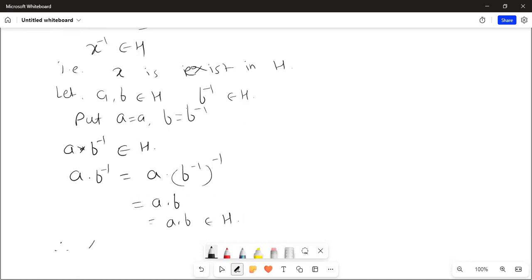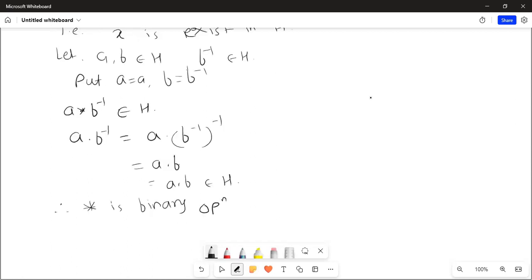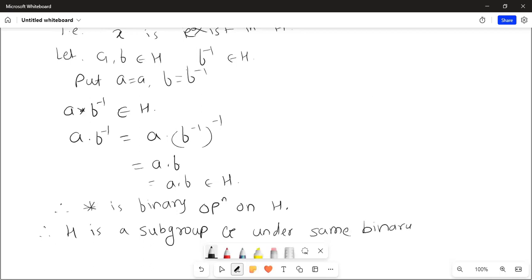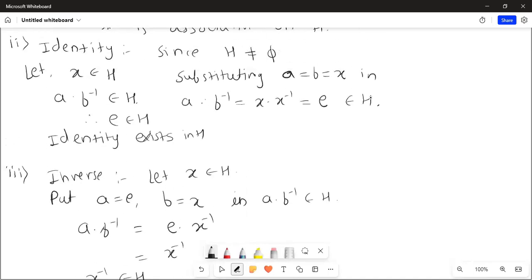And therefore star is a binary operation on H, and H is a subgroup of G under the same binary operation of G. So ये थ्योरम आपको समझ में आया?